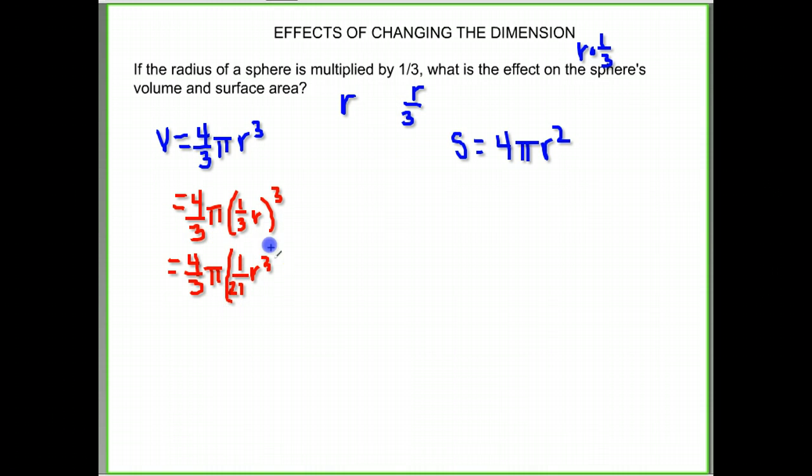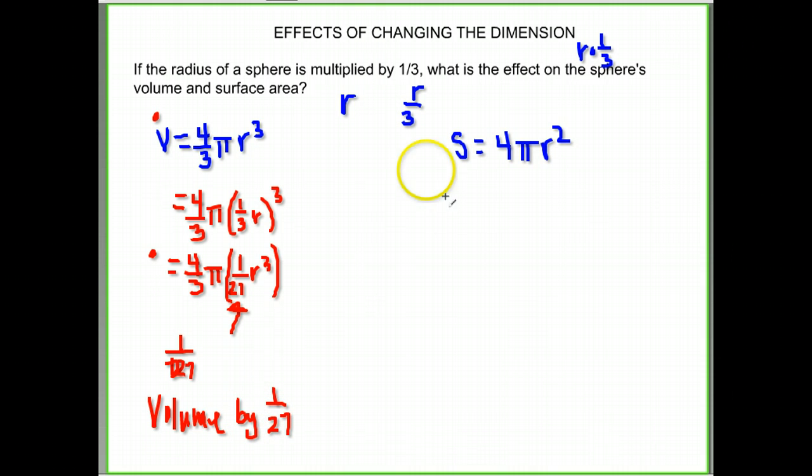So what is different between the original volume formula and the volume formula when I took radius to the 3rd power? Notice this is the only difference. I have 1/27. So what happens? It's like multiplying by 1/27. So if you multiply the radius of a sphere by 1/3, it's like multiplying the volume by 1/27.